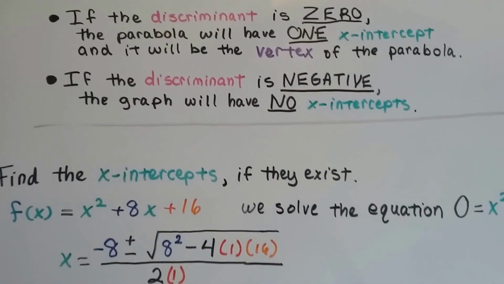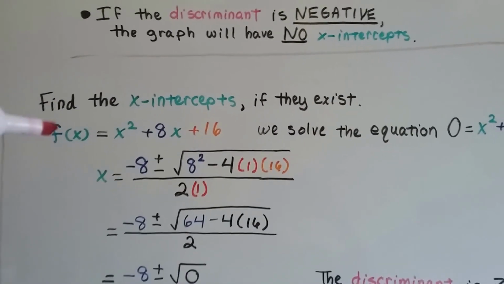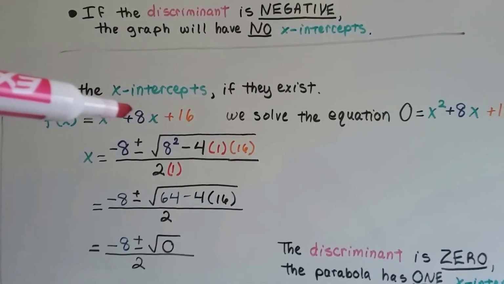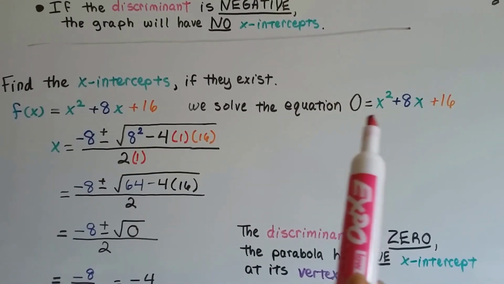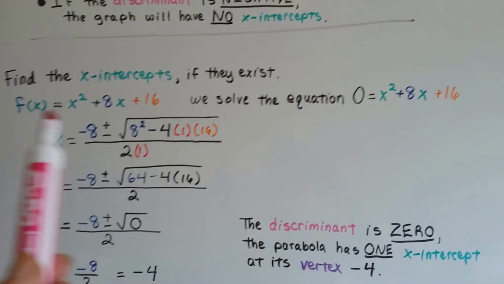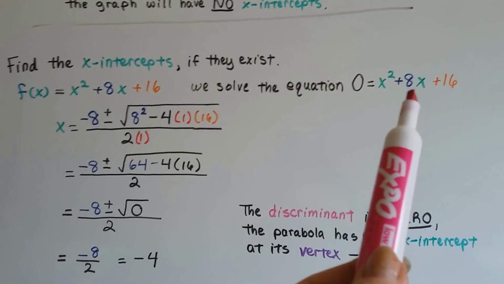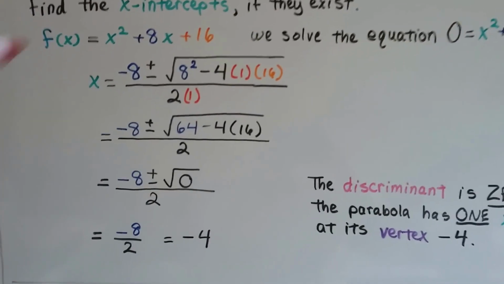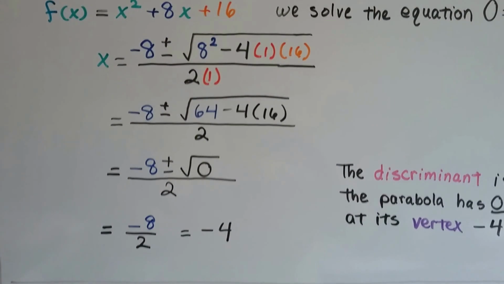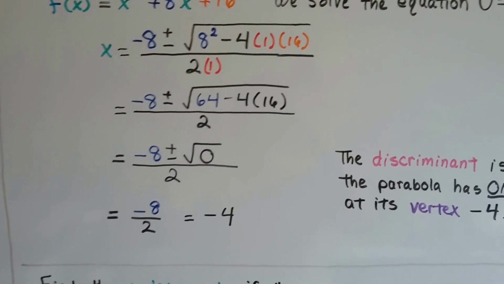So we can find the x-intercepts, if they exist, for this one. We've got the function f(x) = x squared plus 8x plus 16. We solve this equation by putting a 0 instead of f(x). See that? We have our a value, that's a 1, our b value is an 8, and our c value is a 16. We put it into the quadratic formula. Here's our a value, our b value, and it's here also, and our c value.